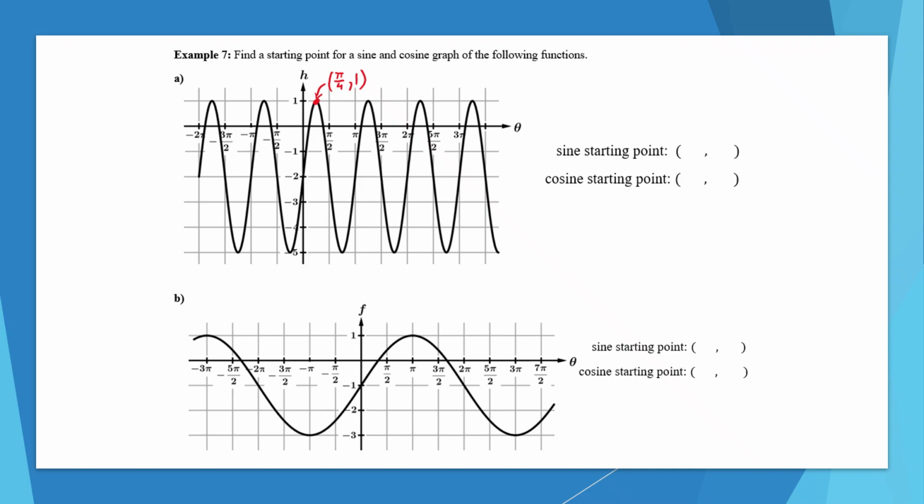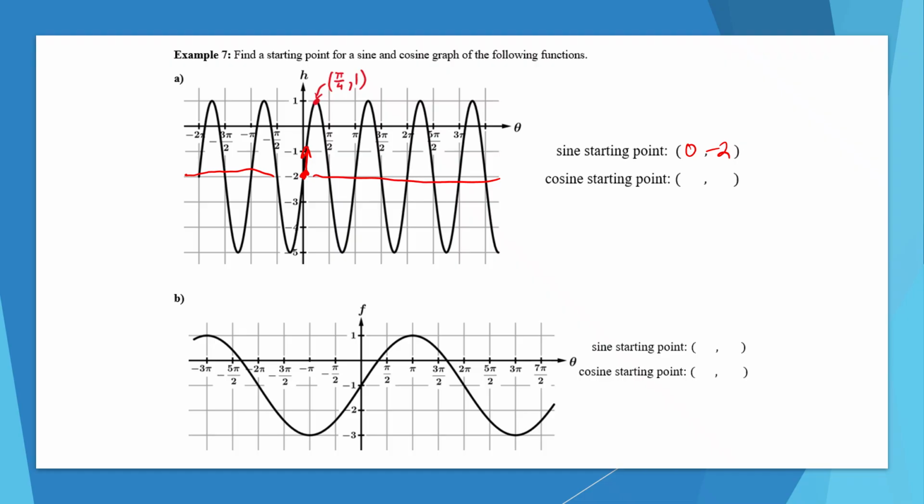Find a sine and cosine starting point for the following functions. So for 7a, our sine starting point is going to be at the midline, which we know is -2, and going up. So maybe right here, this one looks good. So this is going to be 0, -2 as our y value. And that's our sine starting point.